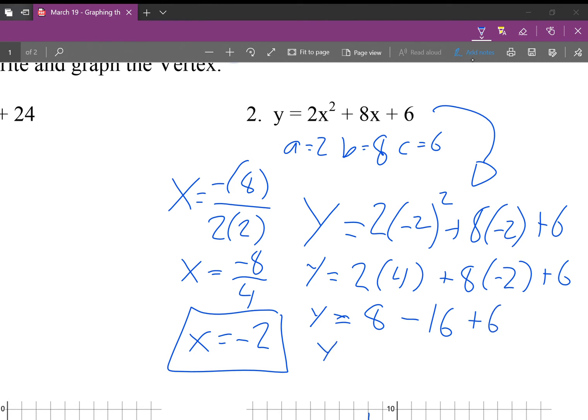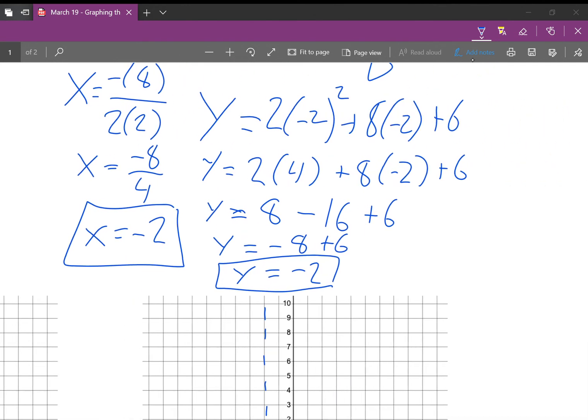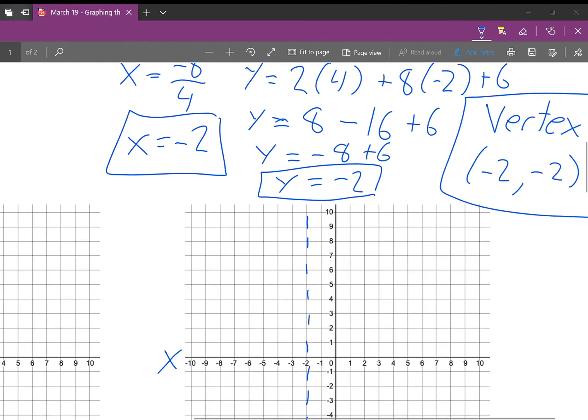8 minus 16 is negative 8. Negative 8 plus 6 becomes negative 2 as well. And what are those two numbers? Those two numbers are the x and y value for a vertex. Let's go ahead and write the vertex down. The x value is negative 2, and the y value here is also negative 2. All right, so now we have our vertex is the point negative 2, negative 2. Let's draw that on our graph.